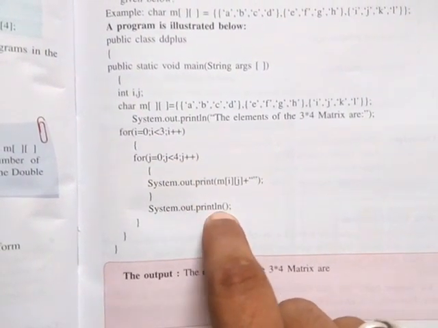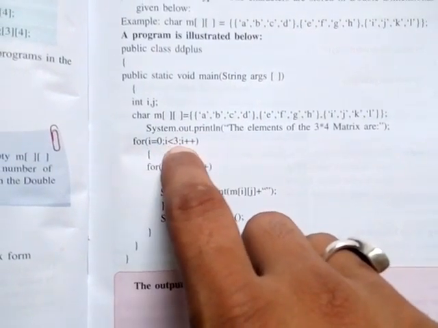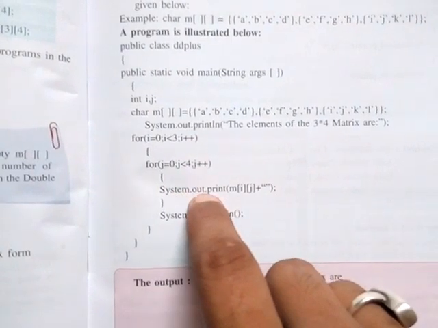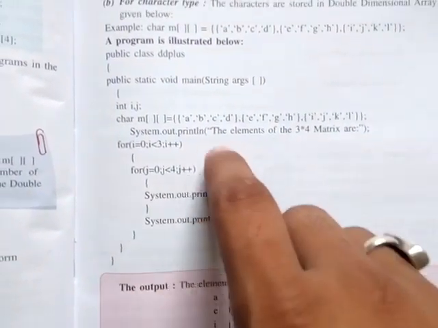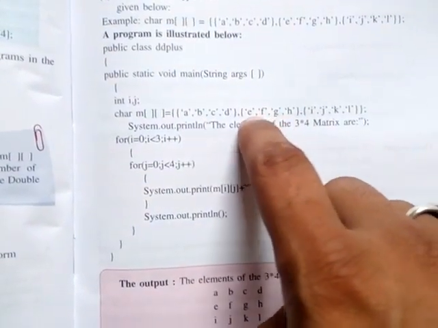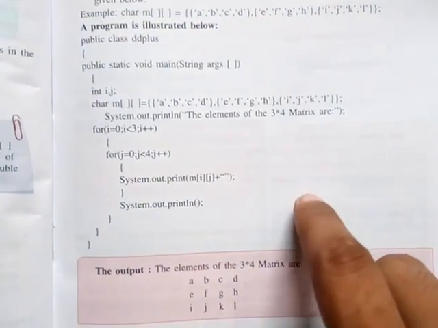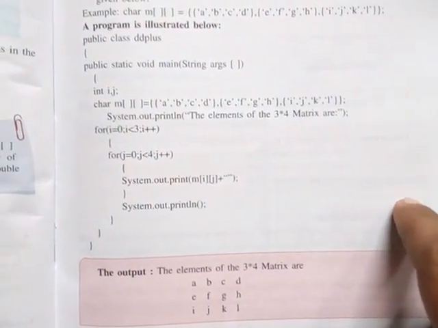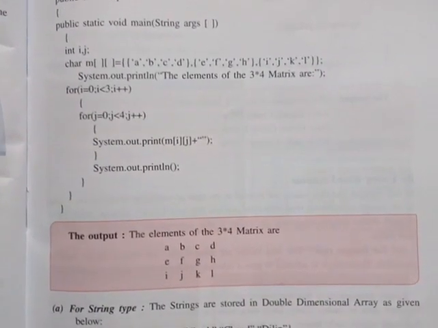Okay, System.out.println means next line. The value of i would increase to 1. i equals 1, 1 less than 3, yes. Once again come down, once again start from 0, that means m[i][j], that means m[1][0]. So 1, 0 means 1 is the row and 0 is the column number, so it will start printing from e f g h. So on the next line e f g h, then i j k l, it will print accordingly. See, the output is also there. I hope you have understood, students.